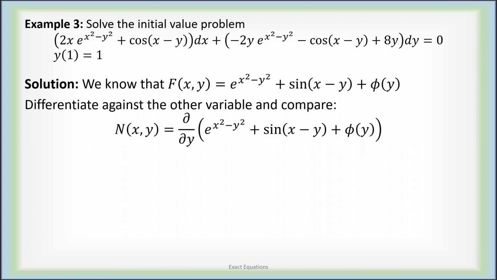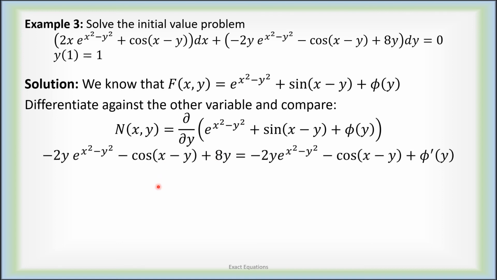Okay, so capital N of x,y should be d by dy of F of x,y. On the one hand, capital N is this expression up here, and on the other, if I take d by dy of all of this, we get minus 2y e to the x squared minus y squared minus cos of x minus y plus phi prime of y, where this derivative we really don't know because we didn't know this function phi. Notice everything cancels except for the terms that only depended on the variable y.